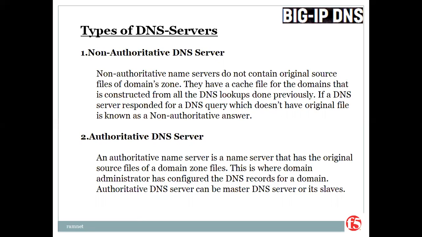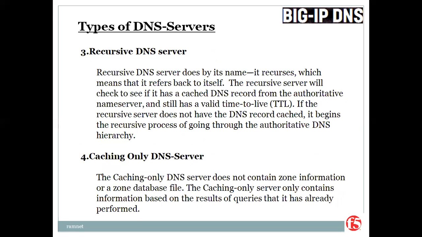So authoritative will have the original records about the site information, the IP mapping. Non-authoritative will not have that at all. It will try to contact another DNS server, fetch that information, and give it to us. So that is called a non-authoritative DNS server.